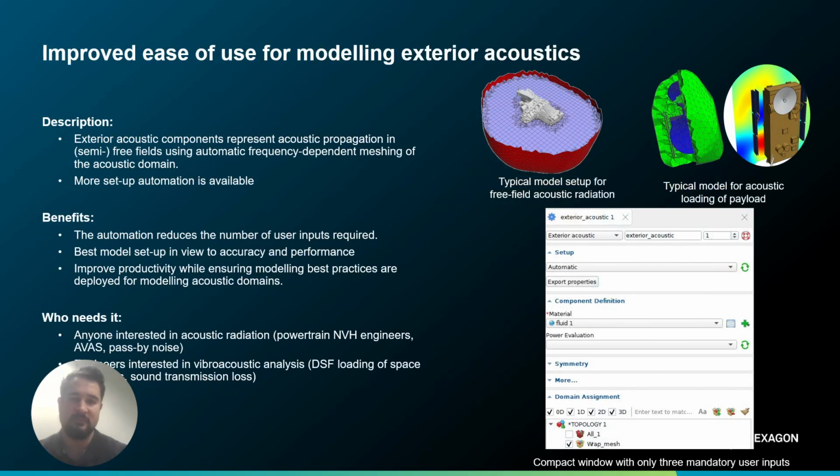And last but not least, number 5 is the automatic mode for exterior acoustic component. So exterior acoustic component is one of the most commonly used components in Actran for modeling free field and semi-free field radiation. And based on what you give it as input domain size and mesh interpolation, it'll automatically compute the best practice mesh size, number of elements per wavelength, volume thickness, and what non-reflecting boundary condition is most suited to the model.